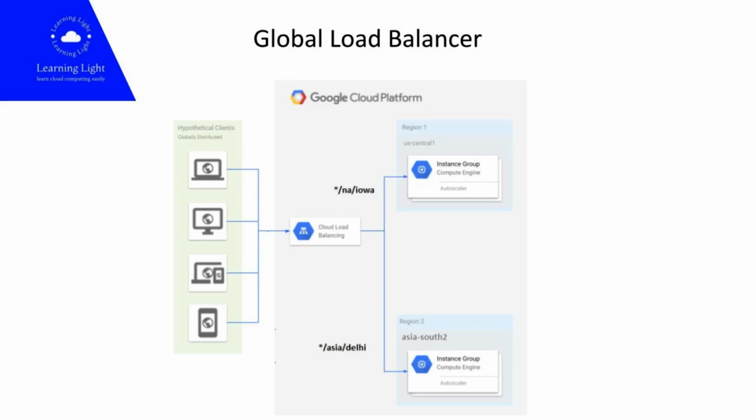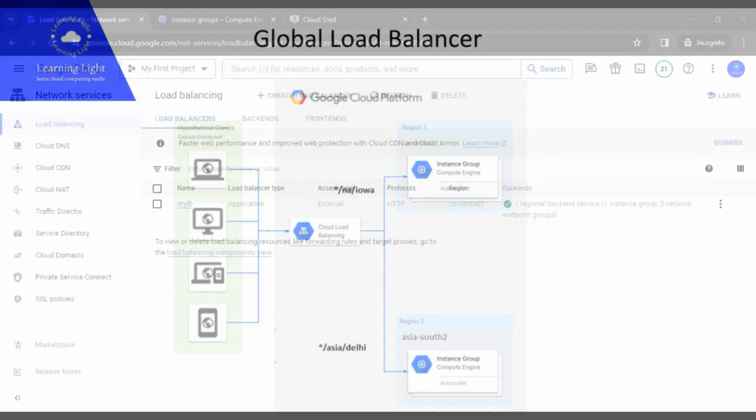If users from Iowa come to access our application, they will be served from the US Central 1 MIG like before. But if a user comes from Asia or Delhi, they will be routed to the Asia MIG, so that it will traverse less network traffic. Within the application we can determine the path of users from the US, like /NA/Iowa, or the users from India, like /Asia/Delhi. So, over to you Shuvro and thank you.